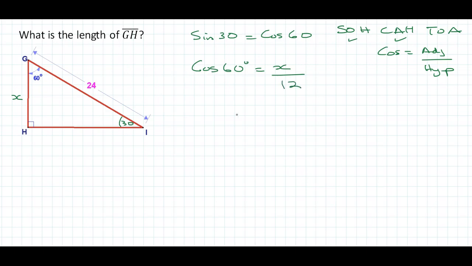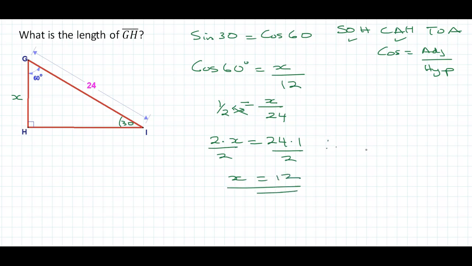We also know that cosine 60 is 1/2 from what we had done earlier, so it's going to be x over 12. So you can do a cross product here. Let's go ahead with a cross product. So we have 2 multiplied by x equal to, it's actually not 12, it's 24. So 2 multiplied by x is equal to 24 multiplied by 1. So we're going to divide both sides by 2, and then x is equal to 12. So therefore, the length of GH is equal to 12.